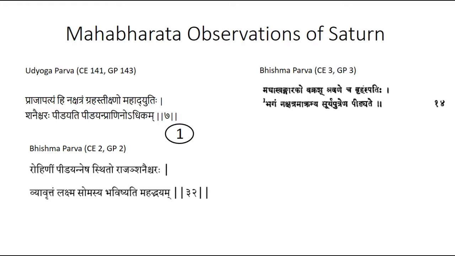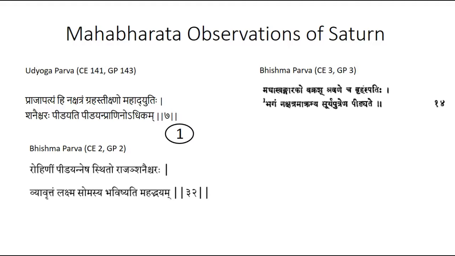The second reference appears in Bhishma Parva, and again the second line is important, but I will read both lines. Magaswangarako vakrash shravaneicha brahaspati bhagam nakshatram akramya surya putrena pidate. The first line has two astronomy references related to Mars and Jupiter. We will skip them for now. The second line is saying bhagam nakshatram akramya surya putrena pidate. Nakshatra bhaga, in this case, again it's a nakshatra devata. It refers to nakshatra either Uttara Falguni or Purva Falguni or both. And Surya Putra refers to Saturn or Shani.